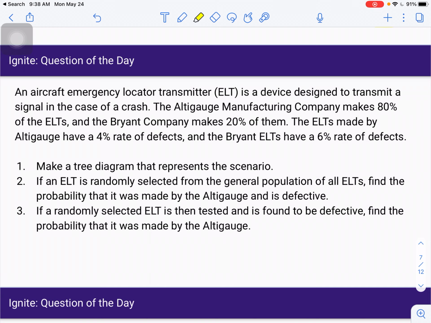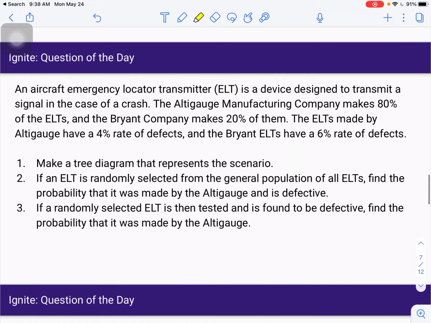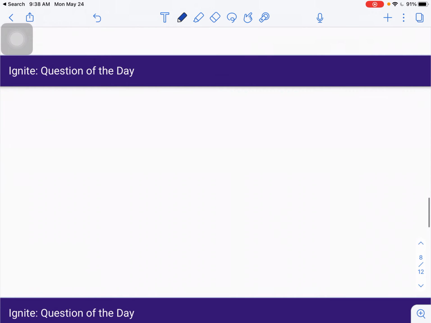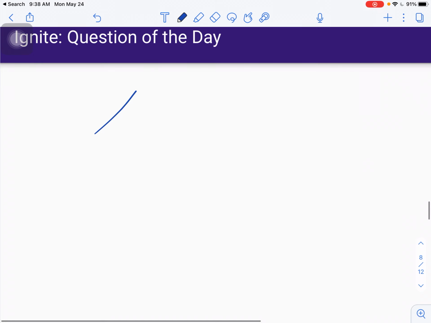All right, welcome back. Tree diagram for the scenario. What we're going to do is let the first level of the tree diagram represent the company that produced the ELT. Remember, it's either AltaGauge or Bryant. So we have A and B.